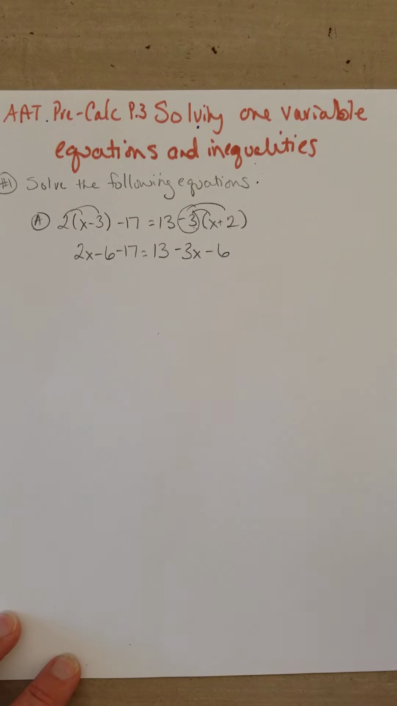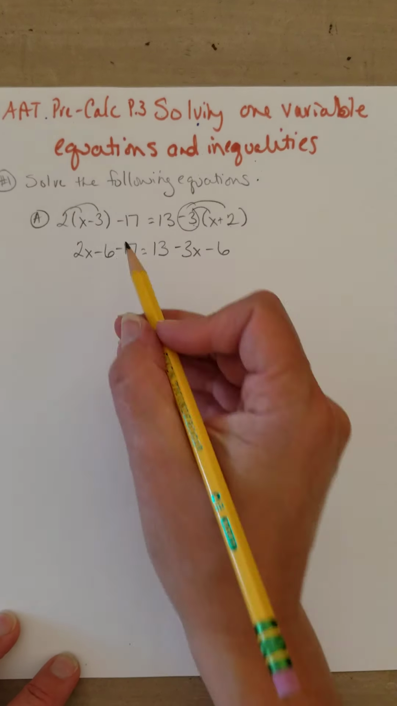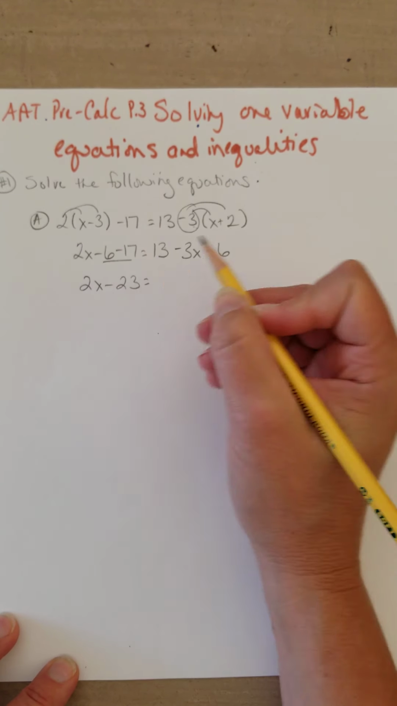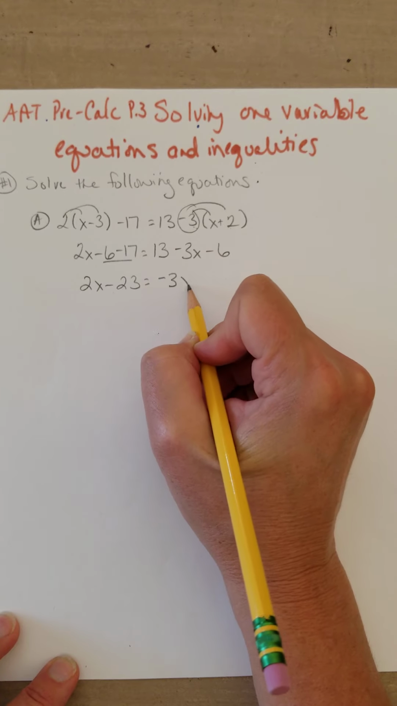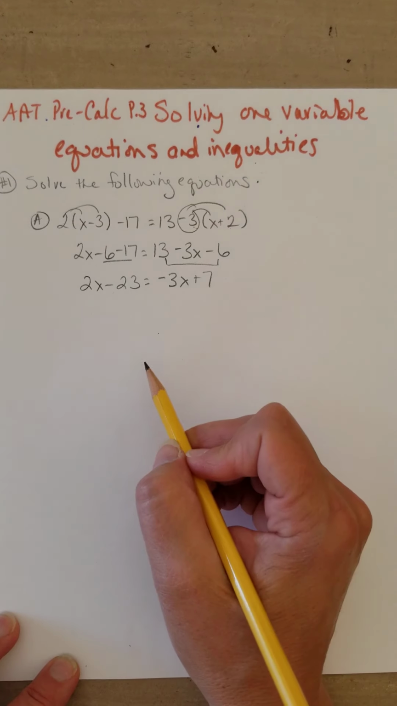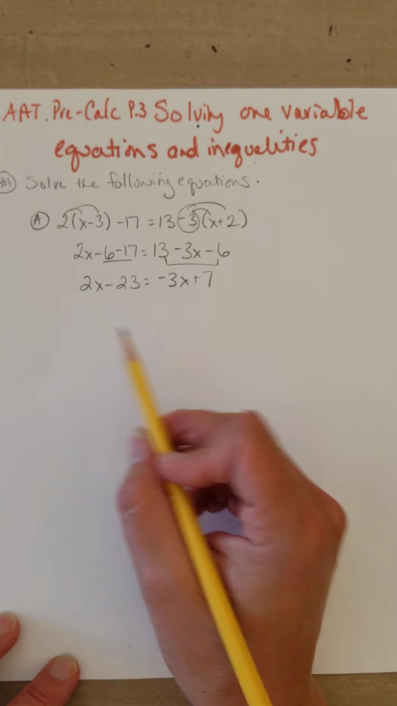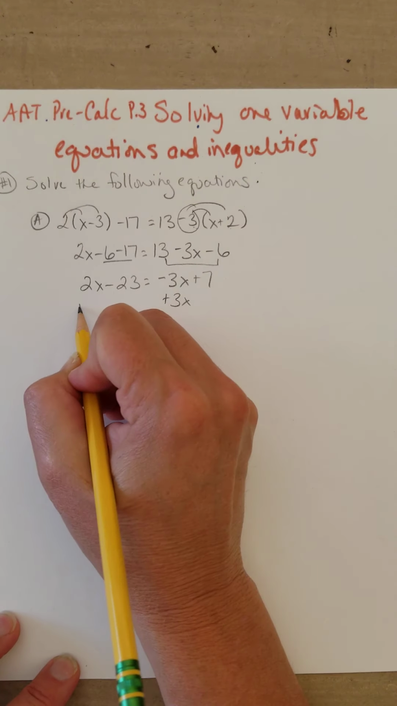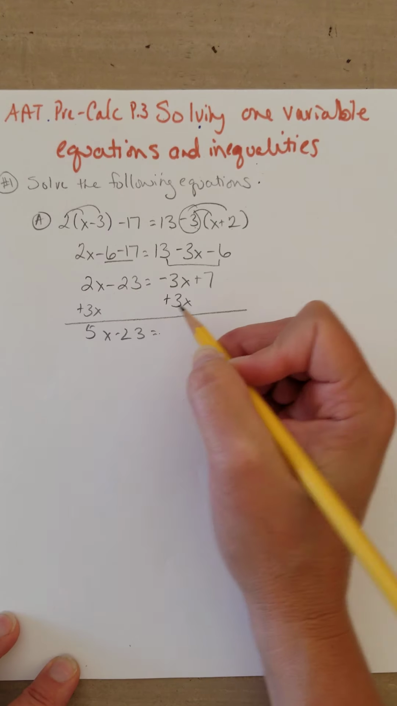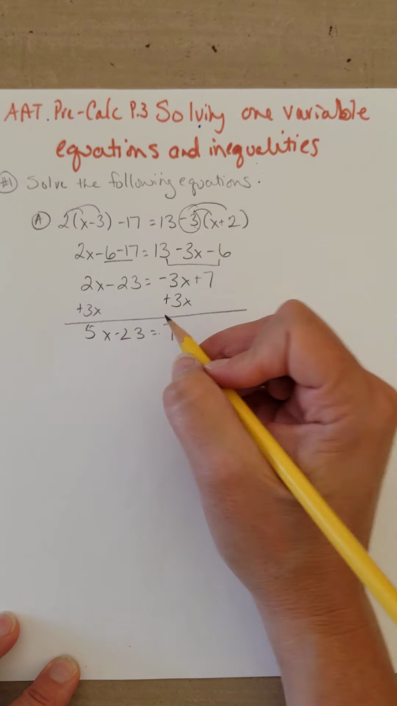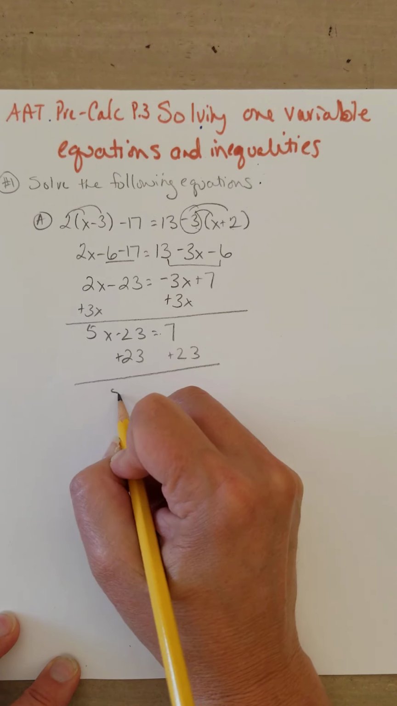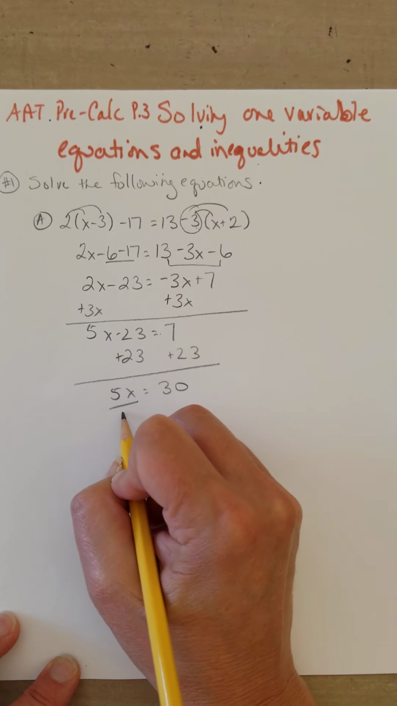All right? Then the next thing I'm going to do is simplify both sides. So I need to combine those and make it 2x minus 23, equals, I just like to have my x first, it totally doesn't matter, negative 3x plus 7. All right? And then what I'm going to do next is get my x's together. I'm going to add 3x to both sides. And then I am going to add 23. And divide by 5.